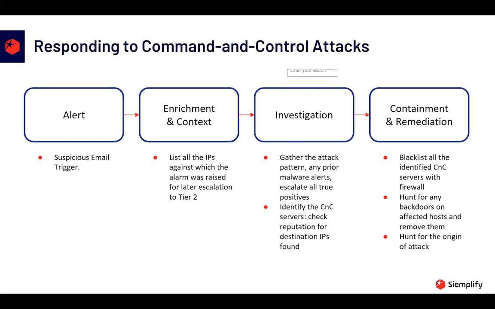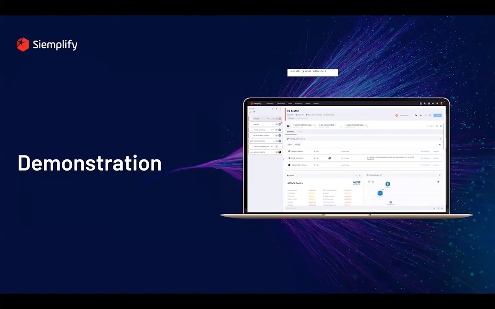In this stage, you're going to first blacklist all the identified C&C servers within the firewall, hunt for any backdoors on infected hosts, and then finally hunt for the origin of the attack and look for any previous alarms on the infected hosts and use the corresponding playbook for that. So this was just a very quick overview of what this might look like at Simplify. Now we're going to move into the actual demonstration in the platform. I'm going to hand things over and let Severin show us that.